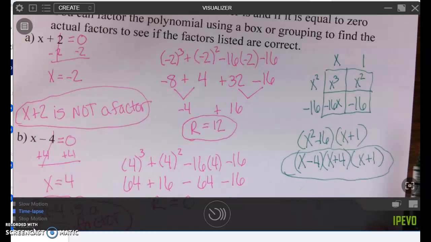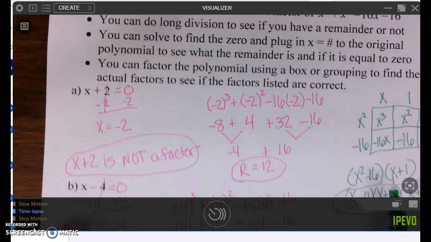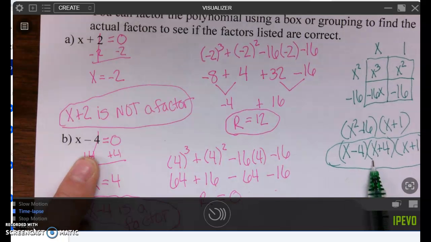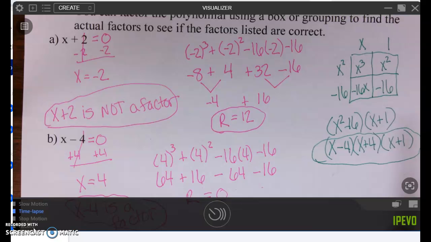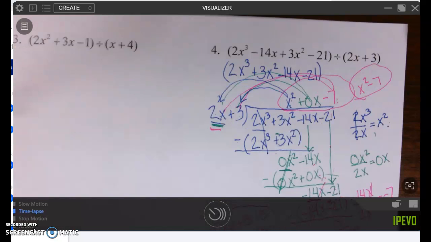But just looking now, these are our factors. So if we look off to the side, x plus 2 is not one of those factors, and x minus 4 is, and so we see it listed as one of the factors. Alright, and then again, the other option you have is to do the long division like we did on number 4 here, and to see if you have a remainder or not.